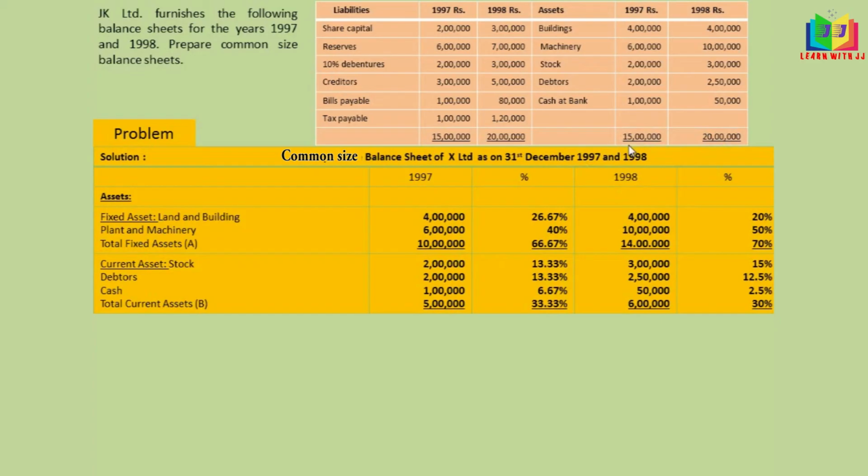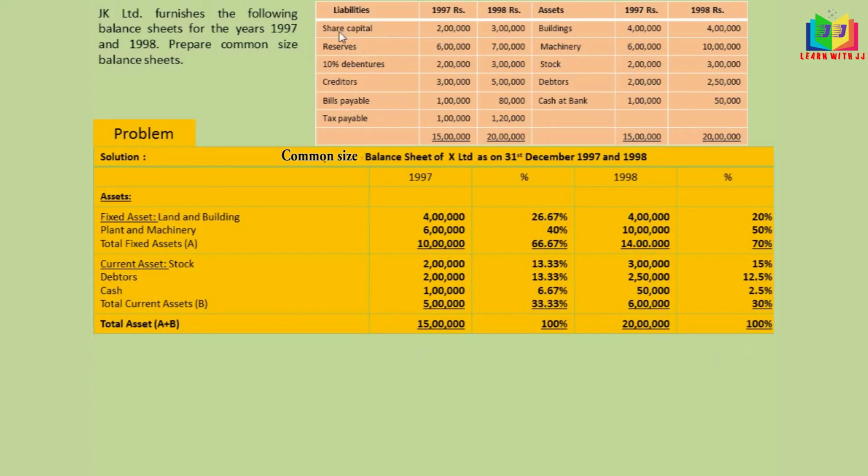Okay, that's it. And now we have to total it up. Fixed asset and current asset, we have to put the total now. Yes, it's 10 plus 5, it's 15. So 15 lakh divided by 15 lakh will get 100%. And similarly, 14 lakh plus 6 lakh is 20, divided by 20 will get 100. Okay, this is how you have to do it for liabilities.